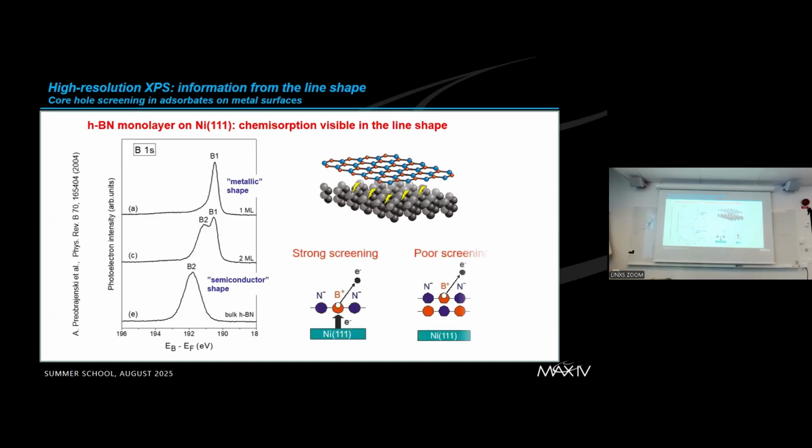And this can be explained in terms of screening, the strong screening in the case of just one monolayer. So the electrons from the nickel substrate can screen the core hole and they create this metallic shape. And in case of a poor screening from the second and more layers, we don't see that, and we are resulting in a purely symmetric semiconductor shape of the core line. So just by looking at the shape, sometimes you can say what is going on in your system.